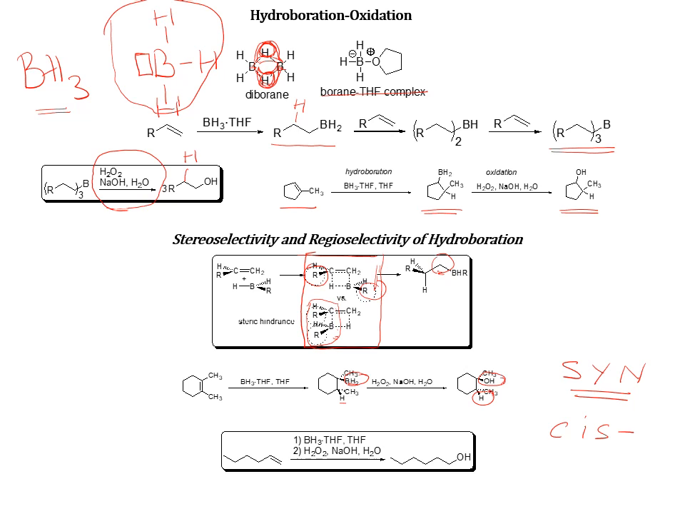Again, don't make the mistake and assume or call this cis addition. It is syn addition, but the product is cis. And here is another example of anti-Markovnikov addition.